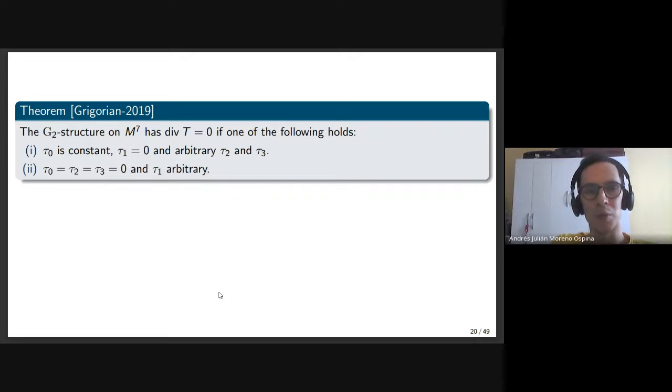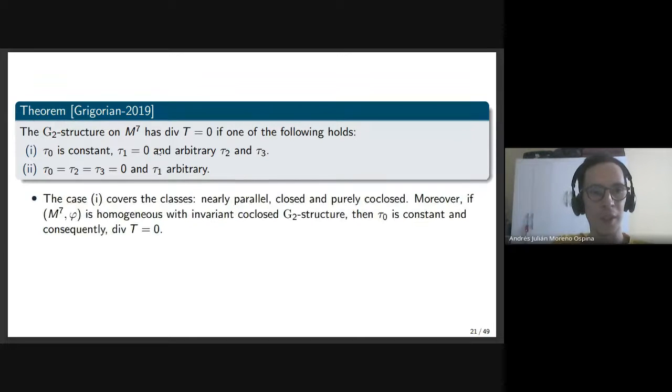You can try to understand how this divergence of the torsion fits into the 16 classes of intrinsic torsion for a G2 structure. And Grigorian showed, using octonionic section and some Dirac operators, that the following classes of G2 structure with respect to the intrinsic torsion are divergence free.